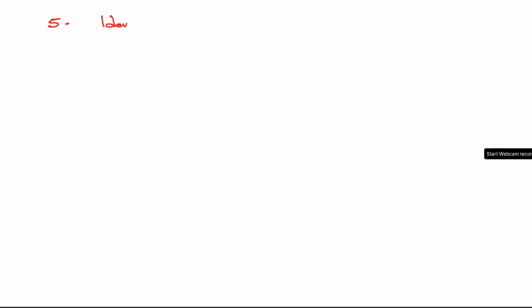I don't know if it's number 5. Numbering doesn't matter there. So the identity element. Let's find the identity element. Okay, the identity element tells us that A star E should give us A. Say A star E should give us A.